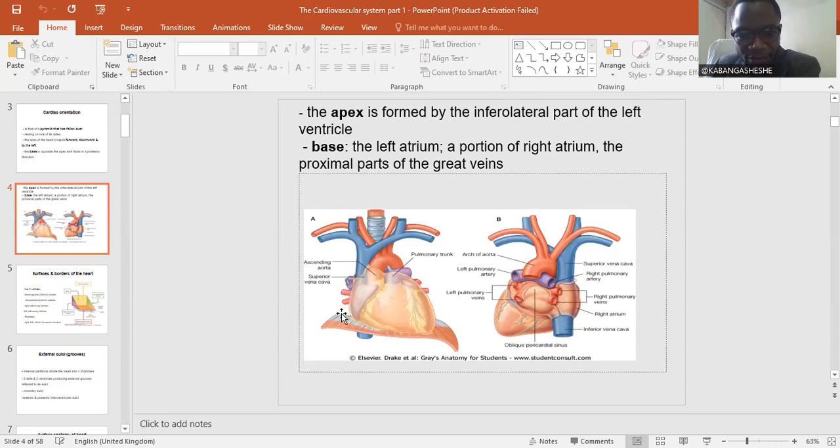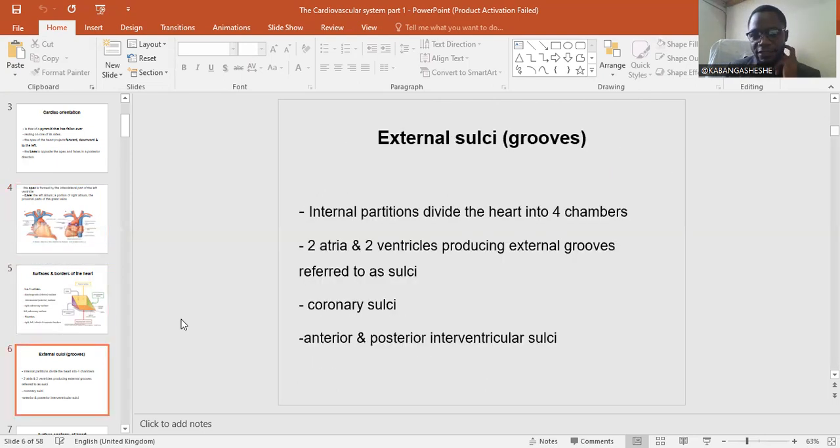Then these surfaces, where the lungs will be, we call them the pulmonary surfaces. So that is left pulmonary surface, right pulmonary surface. So that is 4 in total. Diaphragmatic, which is inferior, sternal surface, which is anterior, and the 2 lateral surfaces known as pulmonary surfaces, left and right respectively. Okay, so 4 borders, 4 surfaces, apex and base. Those are things we're expecting to find on the surface of the heart.